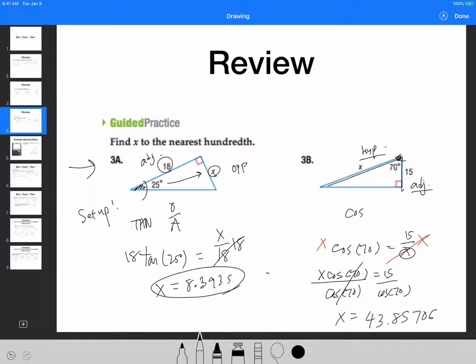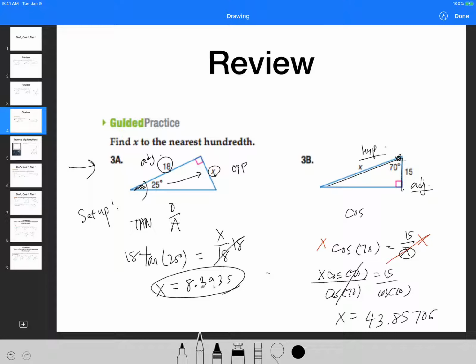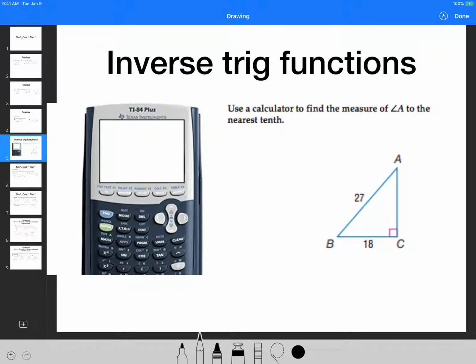Okay, so make sure you are comfortable with doing 30, 60, 90 at this point, 45, 45, 90, finding the ratios of the sides. I mean, it was part of your test as well. But also, the new stuff that we learned, which was sine, cosine, tangent, and solving for x using the trig functions. Okay, now we are going to be introduced to something new, the inverse trig functions.